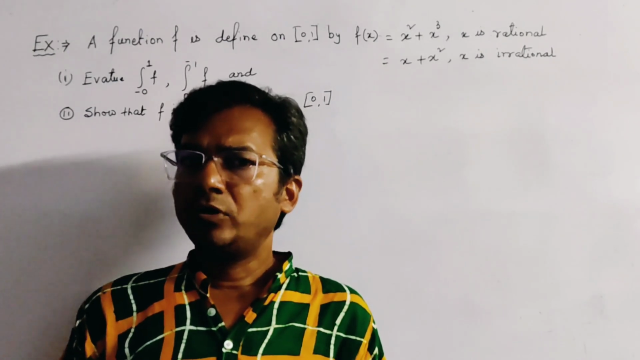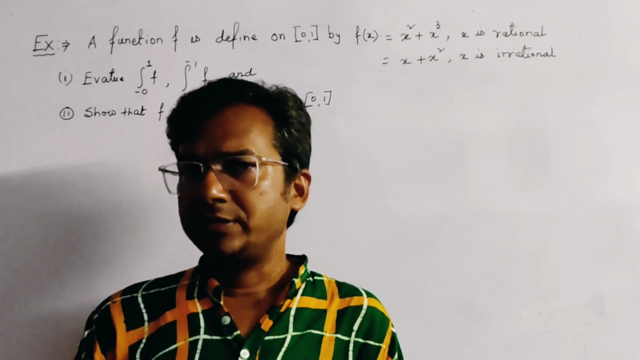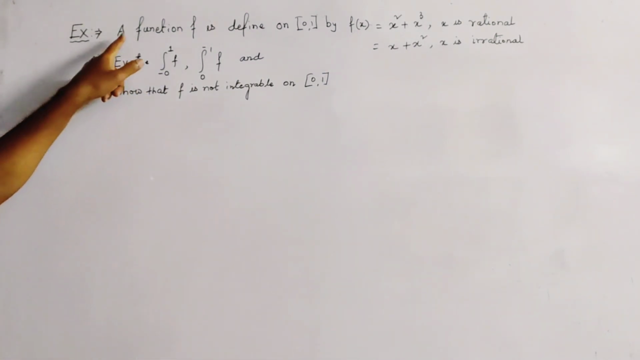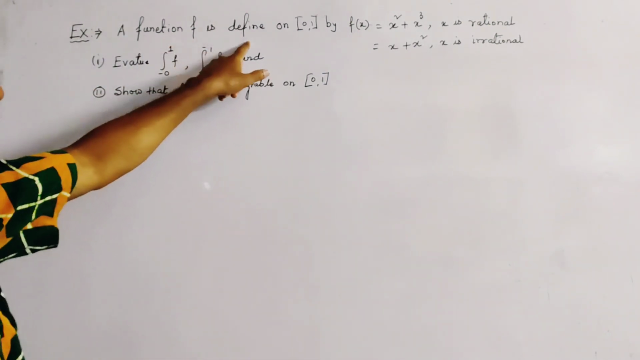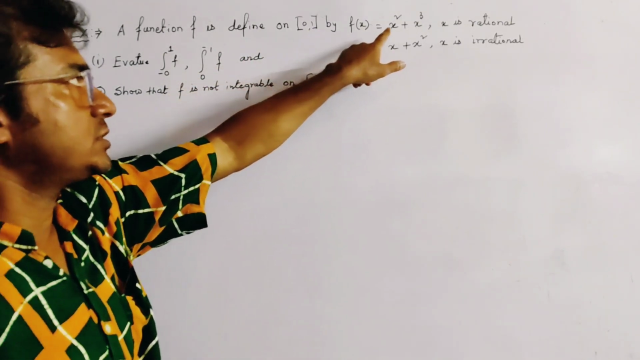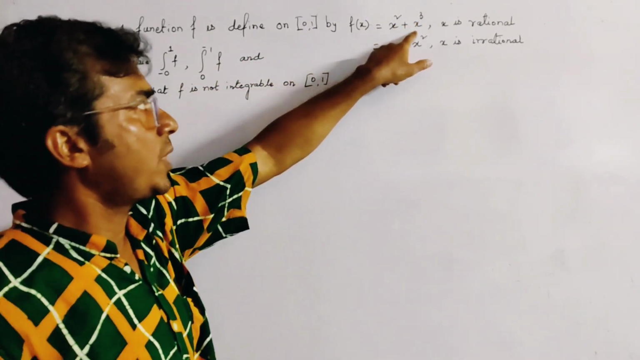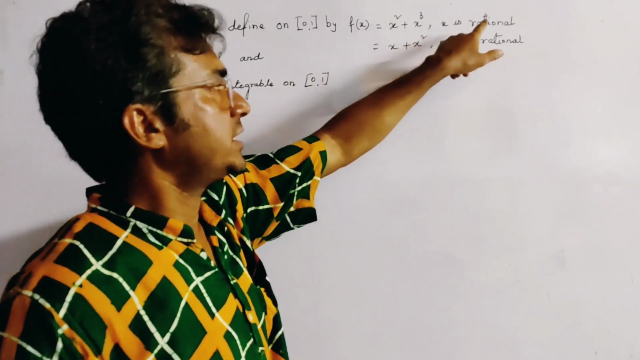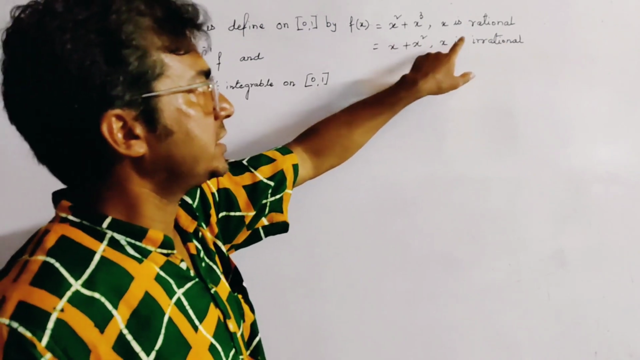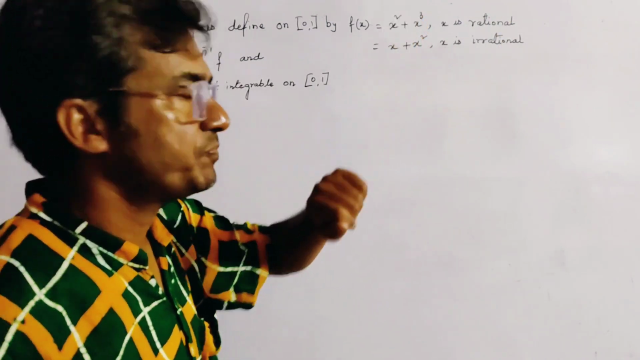Important problem of Riemann integration. The problem is: a function f is defined on [0, 1] by f(x) = x² + x³ for x rational, and x + x² for x irrational, right?